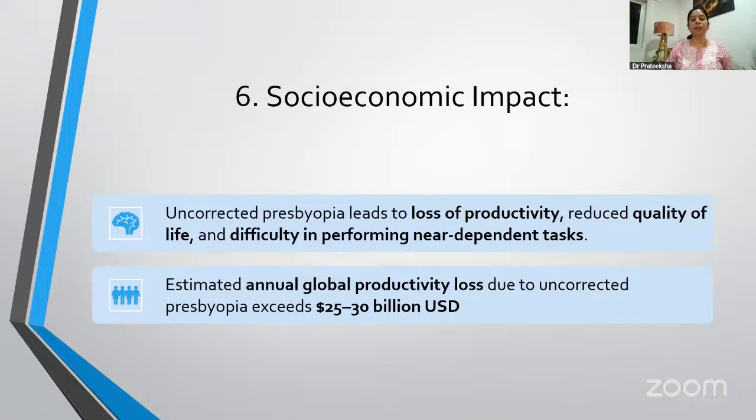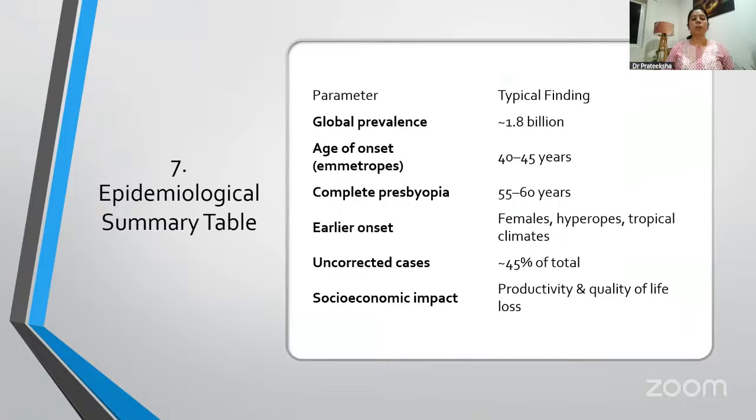$25 to $30 billion. Now coming to parameters, global prevalence is 1.8 billion, age of onset 40 to 45 years, complete presbyopia by 55 to 60 years, earlier onset in females, hyperopes, and tropical climate. Uncorrected cases are approximately 45% and socio-economic impact is productivity and quality of life loss.